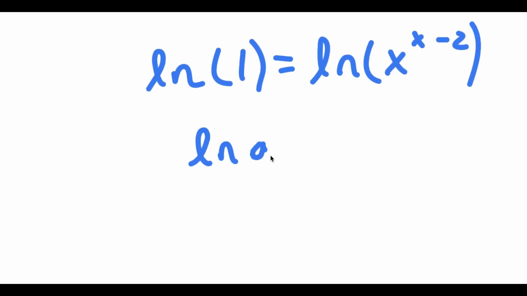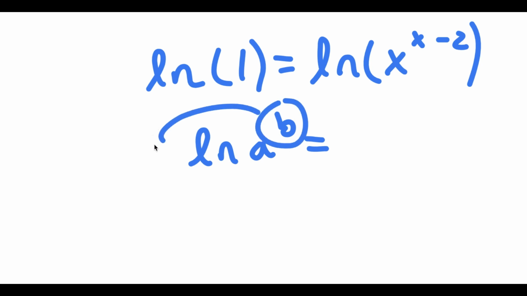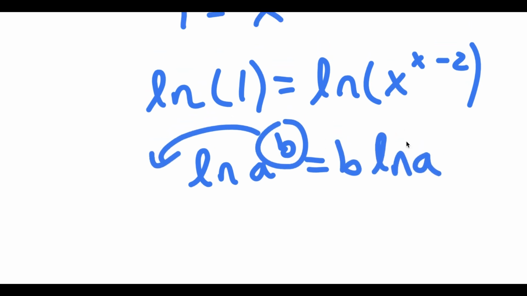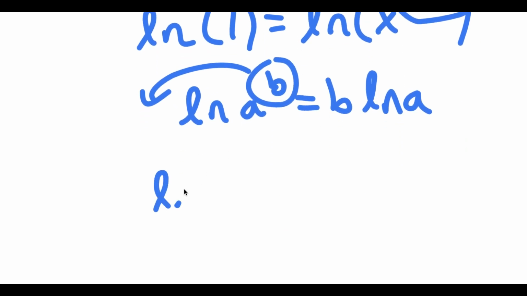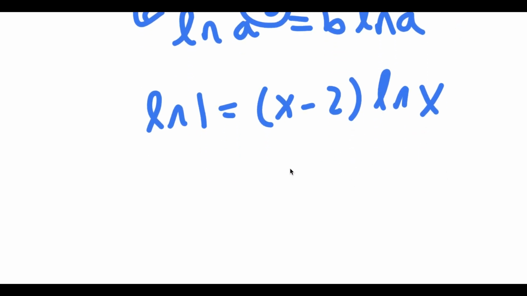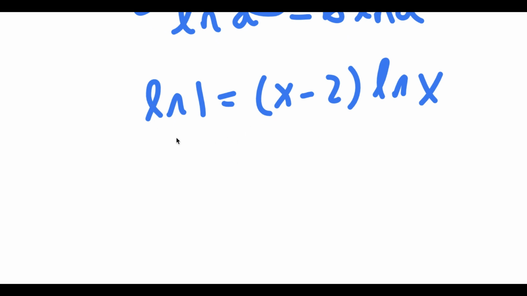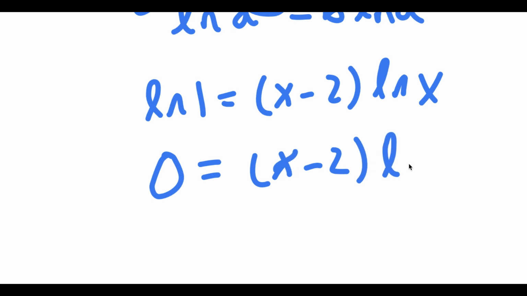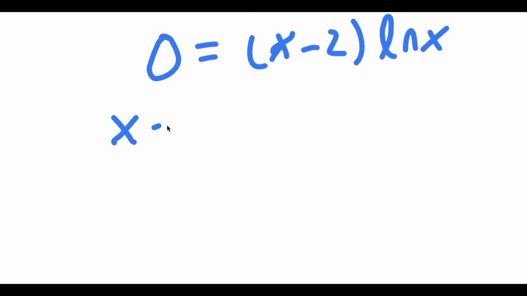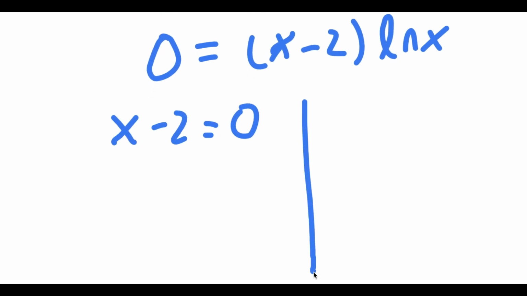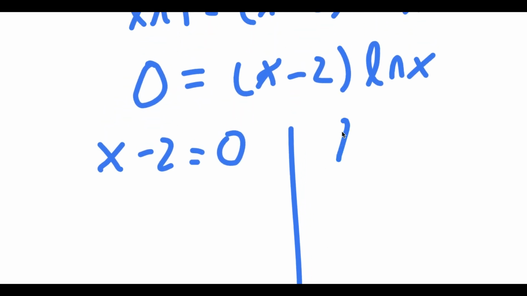Now if I have something in the form ln a to the power of b, I can move this exponent b to the front, so it's going to equal b times ln a. So now I can move x minus 2 to the front, so now I have ln 1 is equal to x minus 2 times ln of x. And ln of 1 is equal to 0, so I have 0 is equal to x minus 2 times ln x. So now this actually gives me two equations. I have x minus 2 is equal to 0, and I have ln of x is equal to 0.